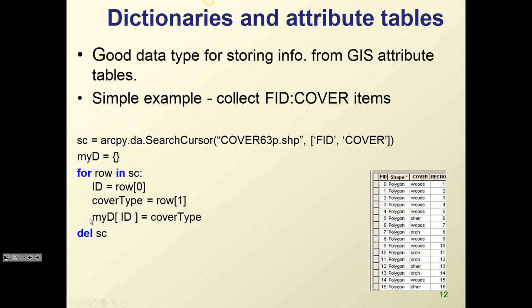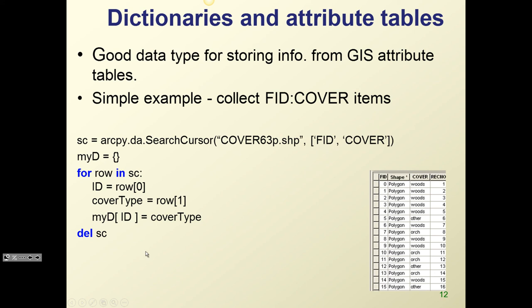Okay, so hang on to your hats. Next line of code, what does that do? Adding into the dictionary, making the ID the key and the cover type the value. It's adding an item to the dictionary for the current row, making the current row's FID the key and the current row's cover type the value.